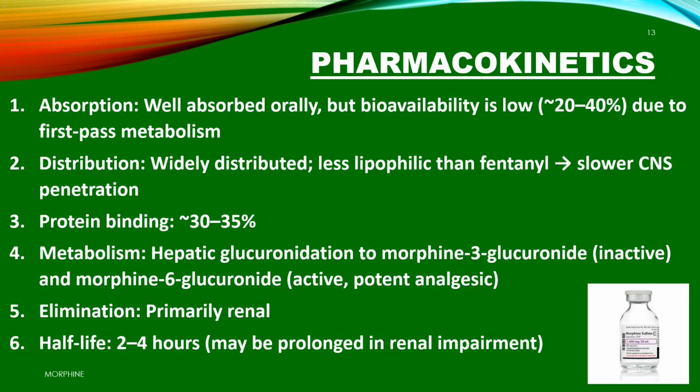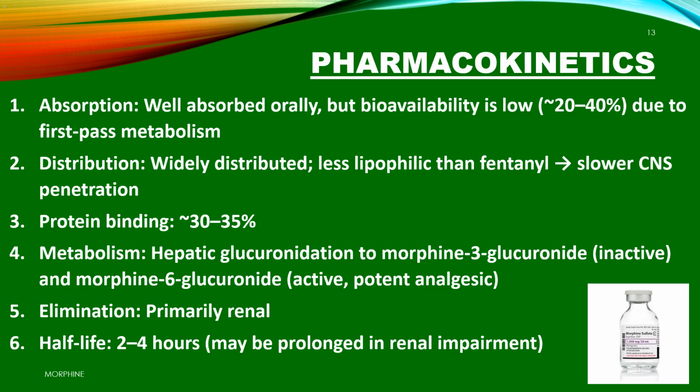Pharmacokinetics of morphine. 1. Absorption. Morphine is well absorbed orally, but its bioavailability is low, approximately 20 to 40%, due to extensive first-pass metabolism in the liver. 2. Distribution. Morphine is widely distributed throughout the body, but its slower CNS penetration compared to fentanyl affects its onset of action. 3. Protein binding. Morphine is approximately 30 to 35% bound to plasma proteins, which influences its distribution and elimination.